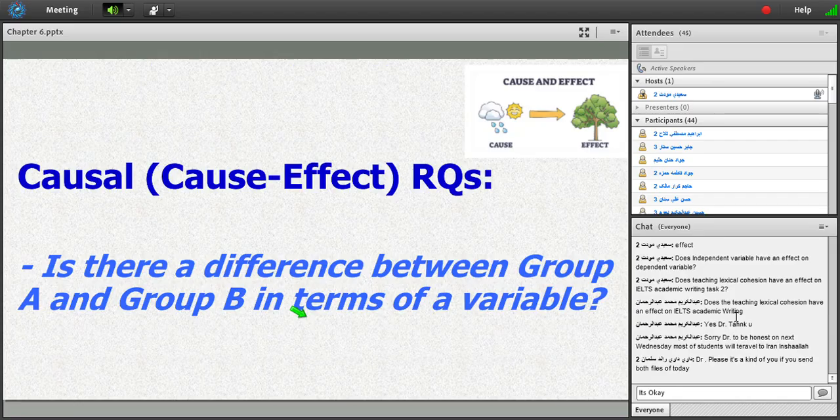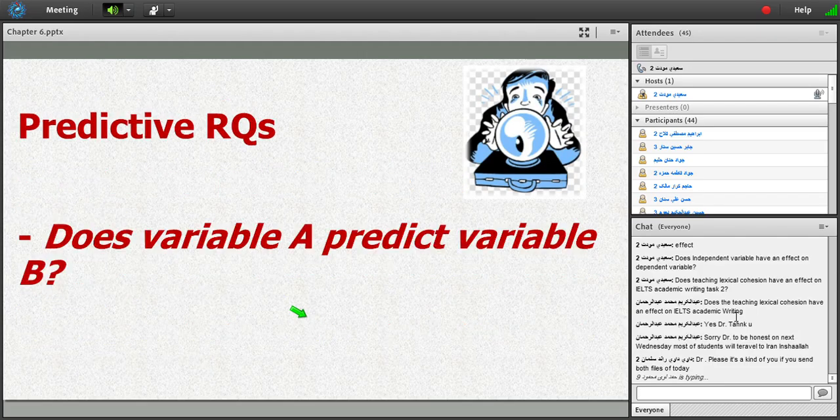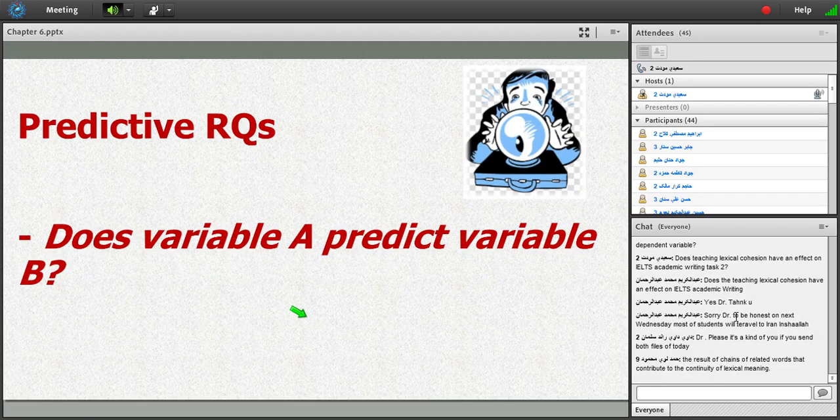So the second type of causal is the difference. The question is like this. Okay, is there a difference between group A and group B in terms of a variable? And the predictive, which is like this.